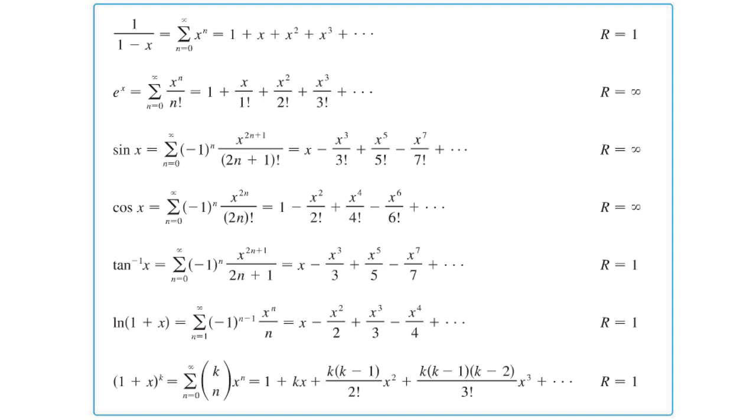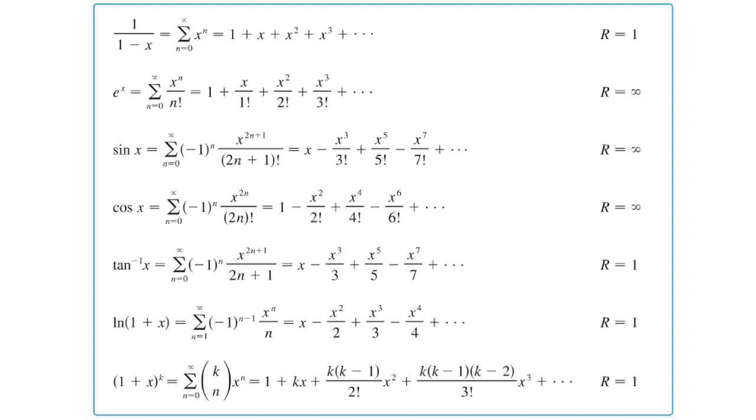If you had e to the x, that is x to the n over n factorial. But if you wanted to do e to the 2x, you could adjust that series. We have one for sine. We have one for cosine. If you wanted to do sine 2x or x over 2 or cosine squared x, you would manipulate these series. Notice I don't have one on there for tangent, but I do for tangent inverse, and also for natural log of 1 plus x and 1 plus x to the k.